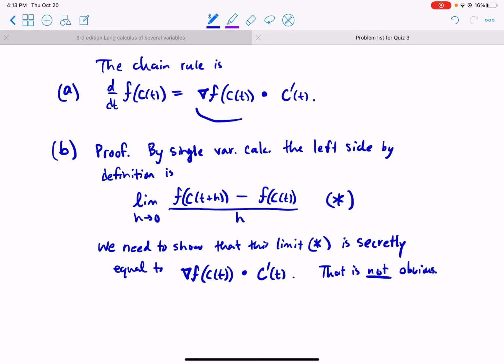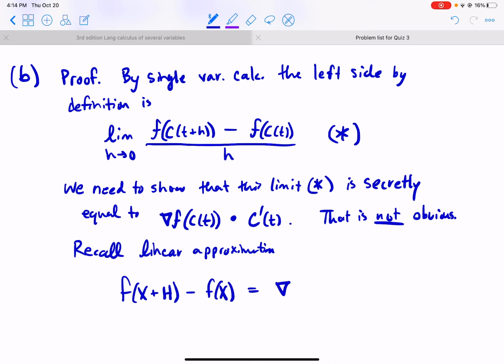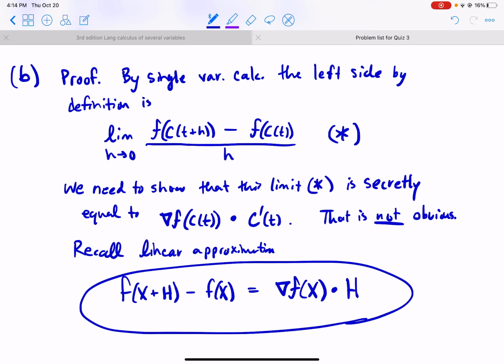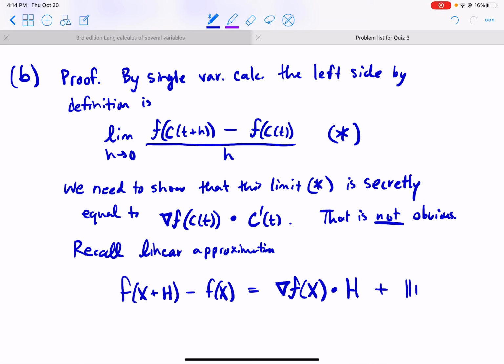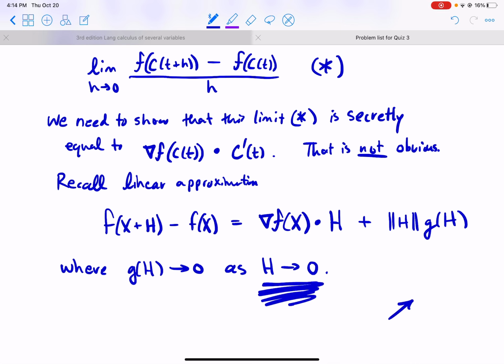Now if we know we need to get the gradient involved, then what we should do here is recall linear approximation. That says f at a point x plus some movement vector H minus f at x, so the change in f, is equal to the gradient at that point x dot product with your movement. And that would be great if it was exactly equal, but it's not. There's an error term that looks like this, some error. We have no idea what this is, but we do know that if you move a very small amount, then this error should go to 0. So I'll say where g of H goes to 0 as capital H goes to 0. If we take capital H, a very small movement in space, smaller and smaller, then the error will go to 0.